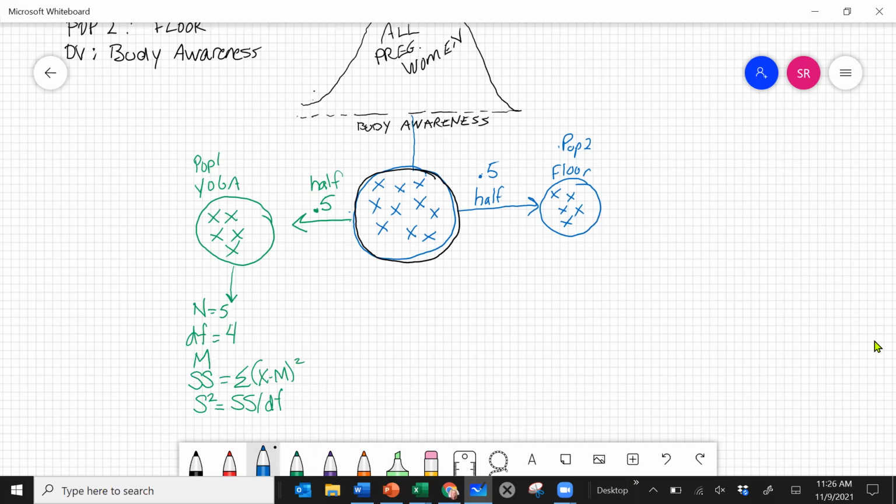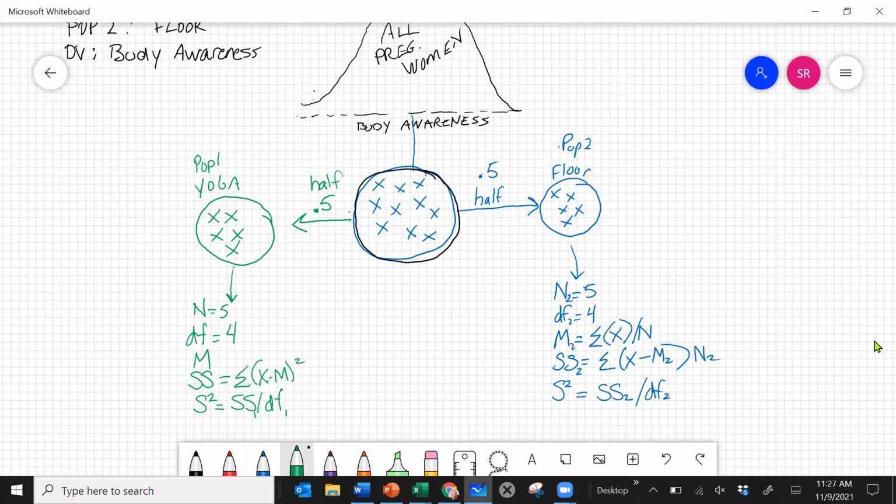And we could do the same for population 2. What do we know about it? Well, we know n equals 5. We know degrees of freedom equals 4. We could figure out the m2, the sum of all the scores divided by n. We could figure out the sum of squares. I'll write 2 for all of these: SS2 equals the sum of x minus m2, squared. We know that the variance is the sum of squares for population 2 divided by the degrees of freedom for population 2. So we could do all of that. We could have a whole bunch of information about this.